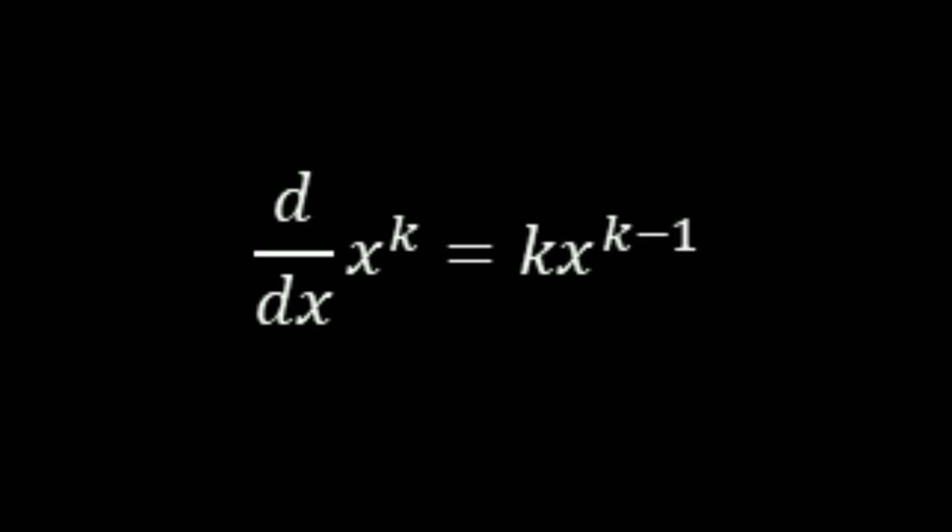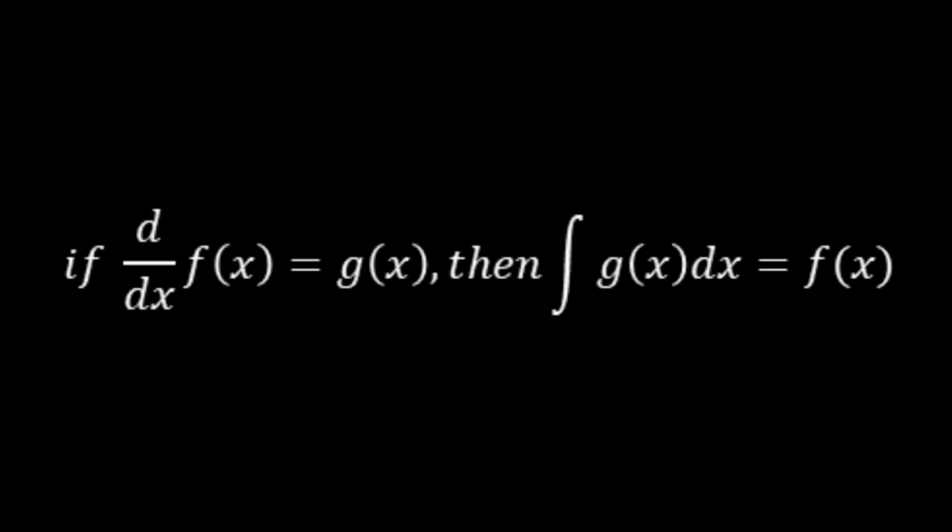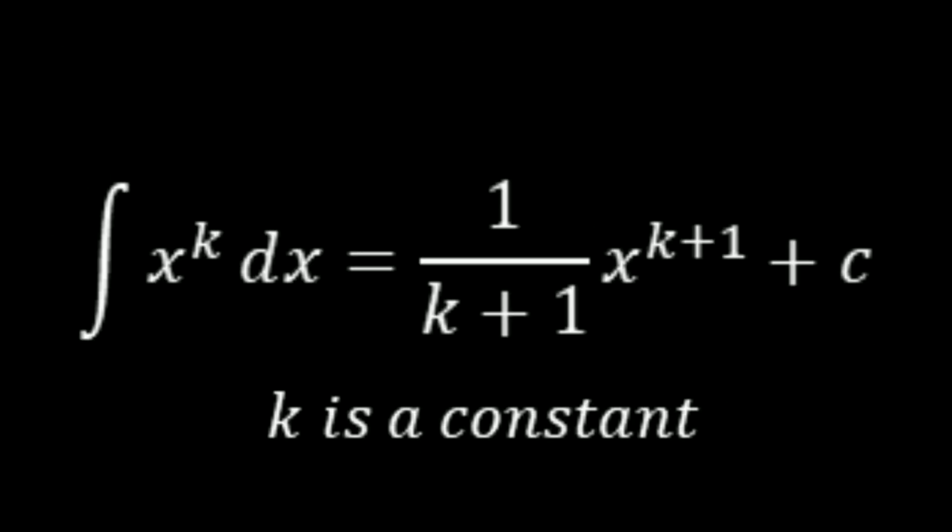Now, in order to solve this definite integral, we must utilize the power of the power rule, in which the derivative of x to the power of k is k times x to the power of k minus 1, in which k is a constant. Since an integral is the opposite of a derivative, or in other words, an antiderivative, we can define the integral of x to the power of k as 1 over k plus 1 times x to the power of k plus 1, in which k is a constant.